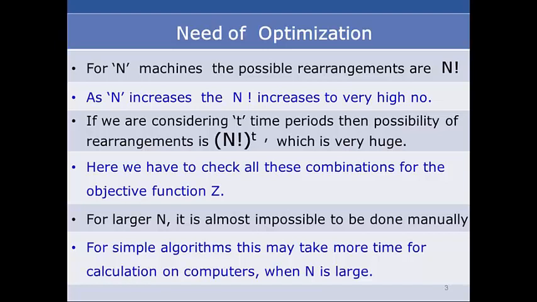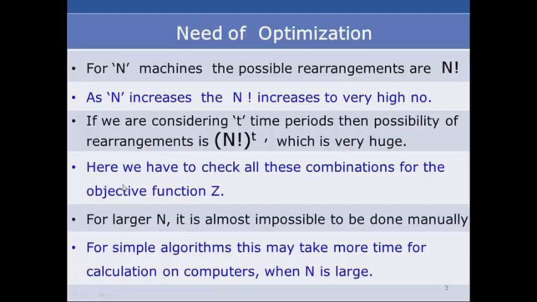And for the third time period, the machines can be arranged like this. This is the problem. In this case, the possible combinations are reaching a very huge number, which is (n factorial) raised to t. And if we try to find the fitness solution for this particular number, it is almost impossible.